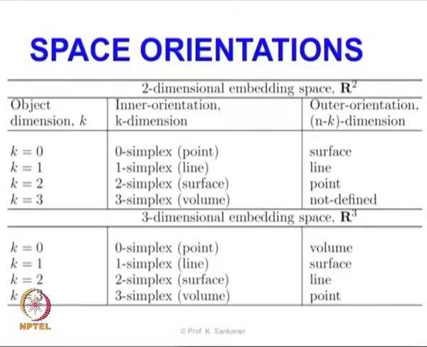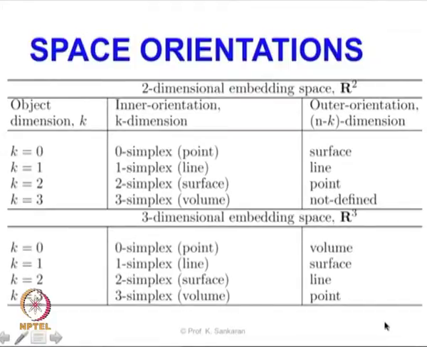So with that as an introduction, let us look at the summary for all the spaces. We have seen that in the case of 2 dimension, the outer orientation of a point will be a surface, a line will be given by a line, and a surface will be given by a point. Volume is not defined here because in 2 dimension there is no concept of a volume, whereas in 3 dimension you have the full set. The outer orientation of a point will be a volume, of a line will be a surface, of a surface will be a line, and of a volume will be a point.